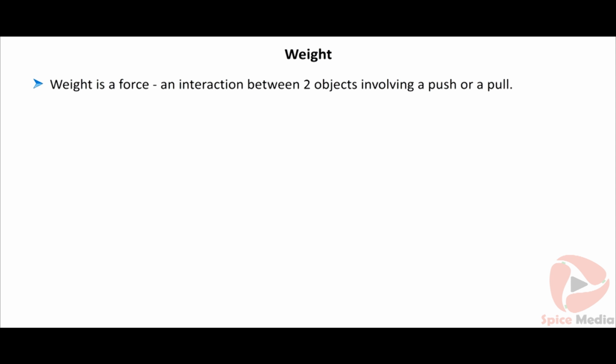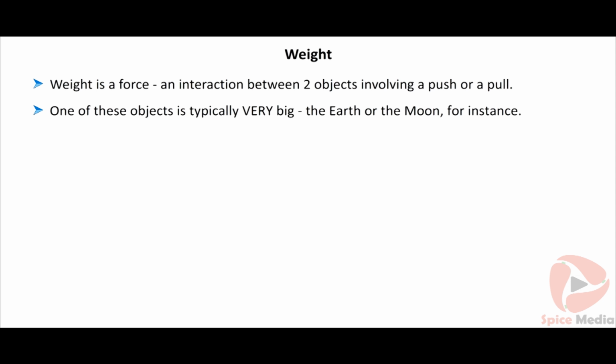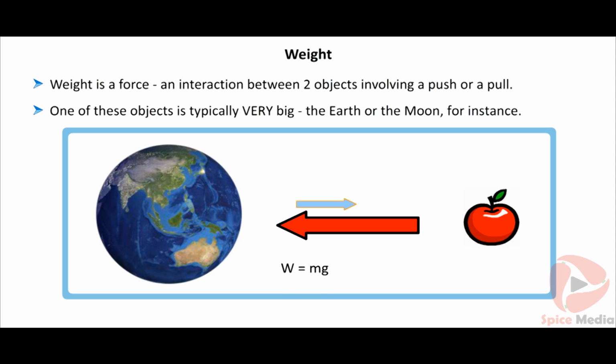Weight is a force, an interaction between two objects involving a push or a pull. One of these objects is typically very big, the Earth or the Moon, for instance. The weight of a body on the Earth is defined as the force with which it is attracted by the Earth. The weight W of a body of mass m on the surface of the Earth is W is equal to mg.